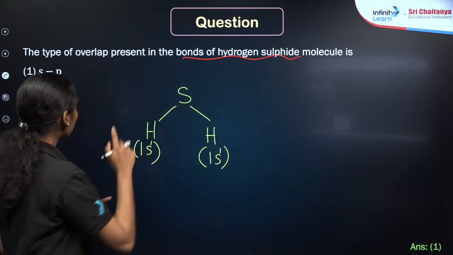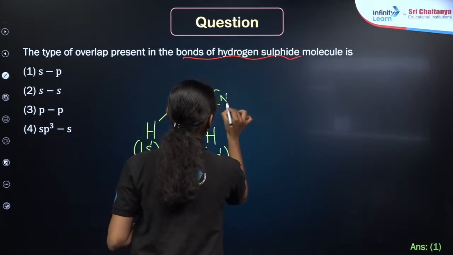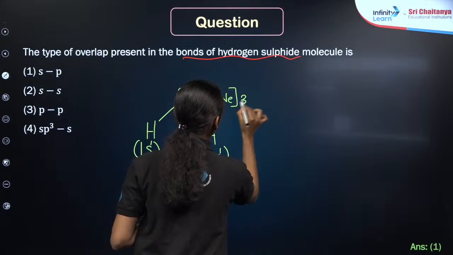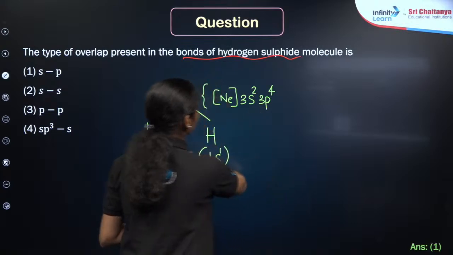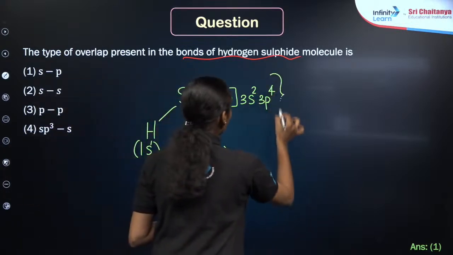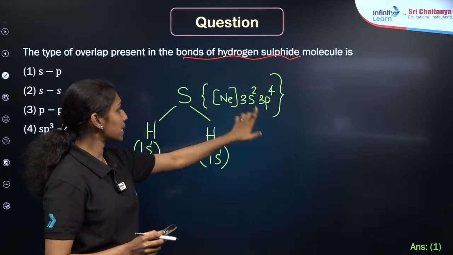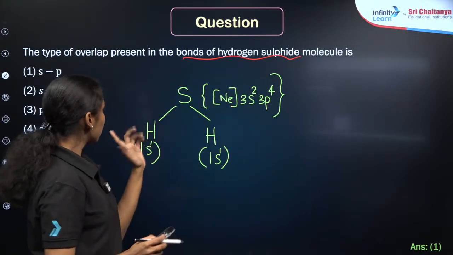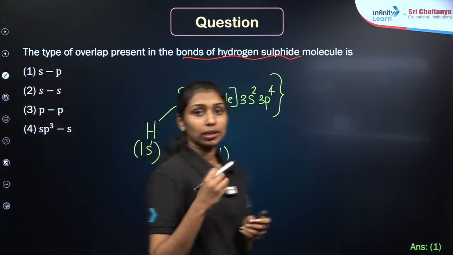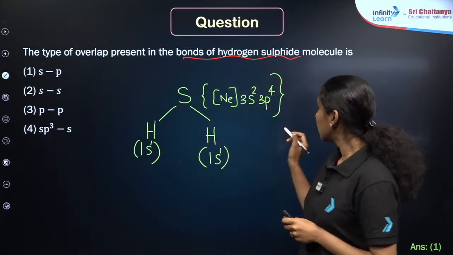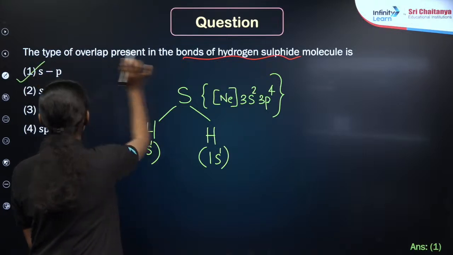Just find out the valence shell of the sulfur. Sulfur is having neon after, 3s2 3p4. Neon is 10, 10 plus 2 is 12, plus 4 is 16. Sulfur is 16, which means that the 3p orbital of the sulfur will undergo overlapping with the 1s orbital of hydrogen to form the bond in the case of the H2S molecule. So we can say that the overlapping will be sp overlapping, which means option 1 is the correct answer. Clear?